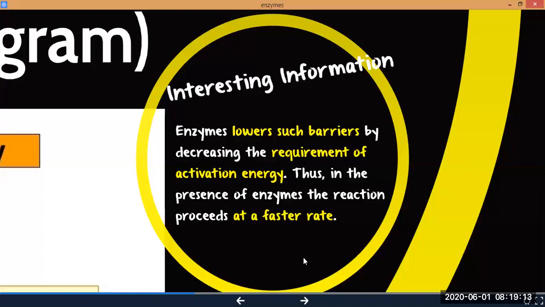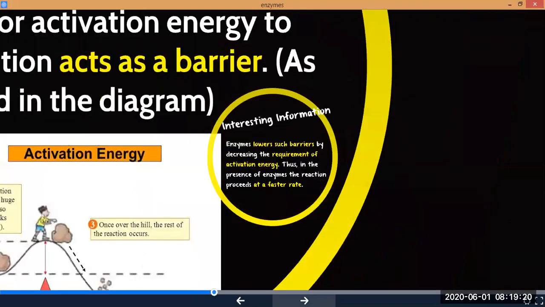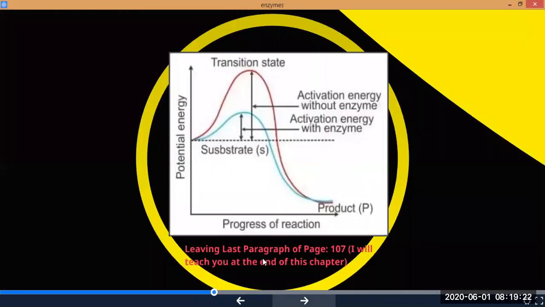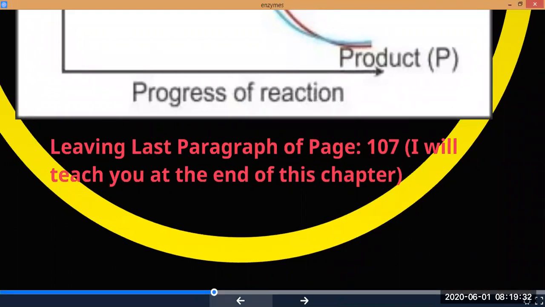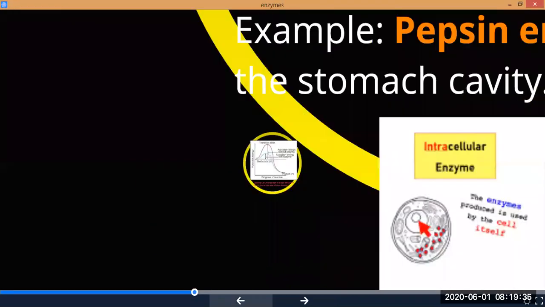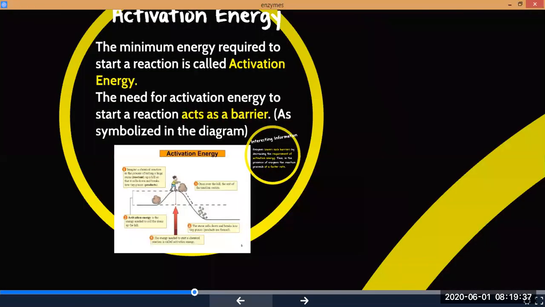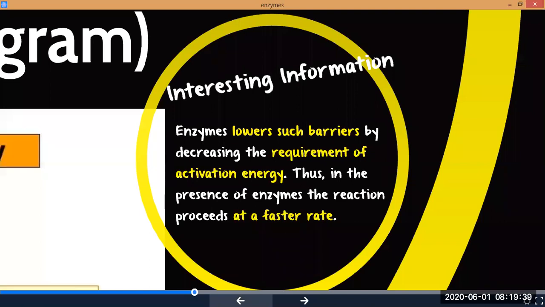I think I have mentioned it somewhere in the slide that I have left here, I think in this slide. Yes, look at this pink line. I'm leaving that last paragraph of page 107, which I will teach you at the end of the chapter because it is a bit complicated. So I will teach that paragraph at the end of the chapter. So enzymes have some ways to lower that demand. We will discuss it later.